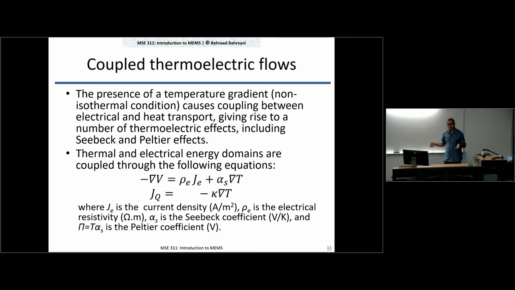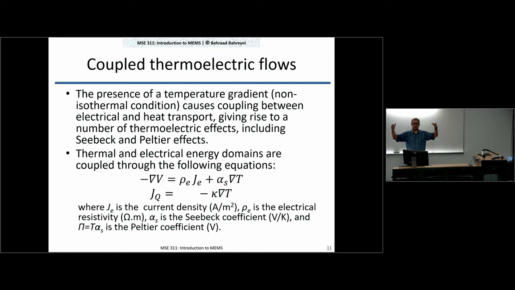But we know that, okay, so if you have a resistor here and you have a temperature distribution along the length of this resistor, you actually will produce a field, even if there is no current, right? So there is a dependence. And why is that happening?